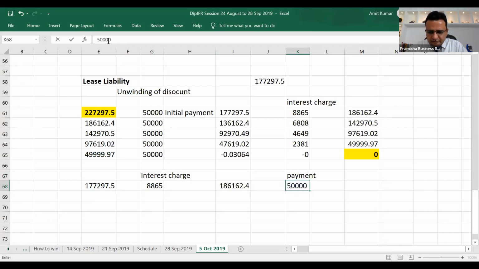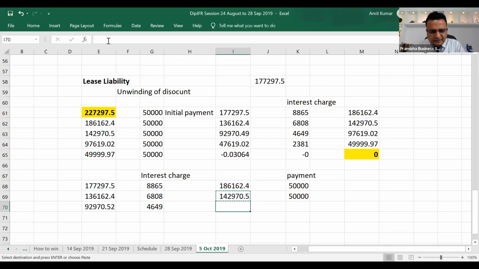$50,000. So balance at the beginning will be 186 minus this 50, because there is a payment made of 8865. So this balance will be 142 minus 50, the balance at the beginning of the year, interest charge for the year, the balance at the end of the year, 50.